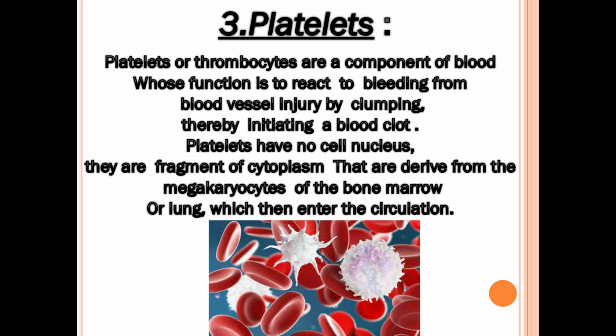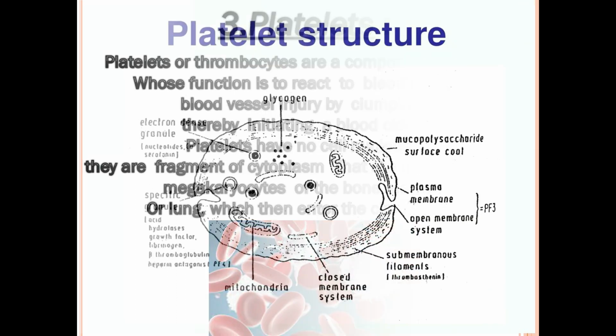Next is about platelets. So what are platelets? Platelets or thrombocytes are a component of blood whose function is to react to bleeding from the blood vessel by clumping, thereby initiating a blood clot. Platelets have no cell nucleus. They are fragments of cytoplasm. They are derived from the megakaryocytes of the bone marrow or lung, which then enter the circulation.